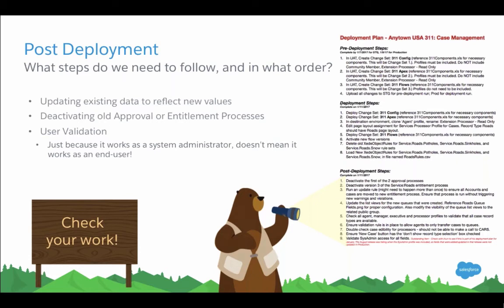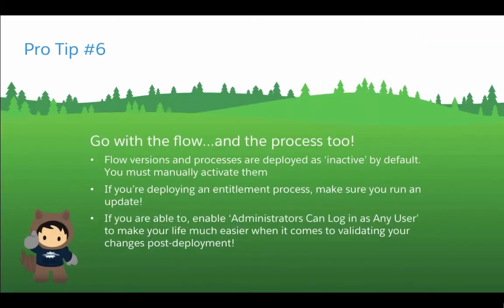So my next pro tip, go with the flow and the process too. Flow versions and processes are deployed as inactive by default, and you have to manually activate them. If you're deploying an entitlement process, make sure you run an update. And if you're able to, enable the administrators can log in as any user feature to make your life much easier when it comes to validating your changes post-deployment. If you don't have to rely on a business user to log in and validate their changes, it makes it much easier so that you can just log in as a user and validate those changes yourself.